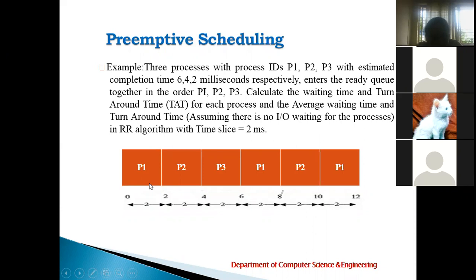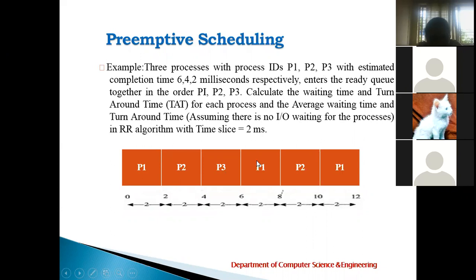Who has entered? P1. What is its execution time? 6. P2 has entered? 4. P3 has entered? Its execution time is 2. Right. So they are put in a circular fashion, and they will go in this order.